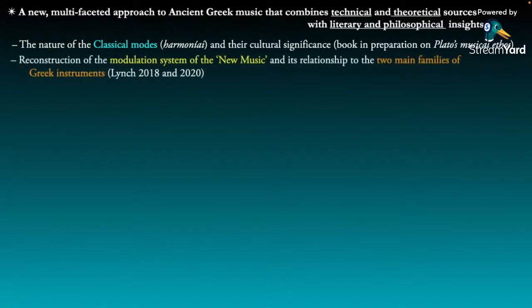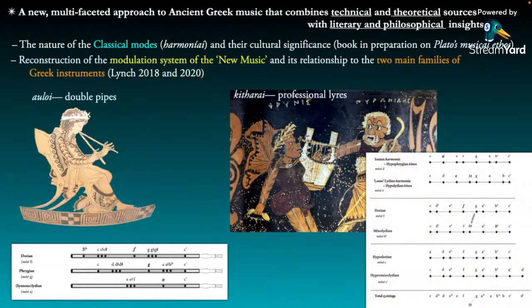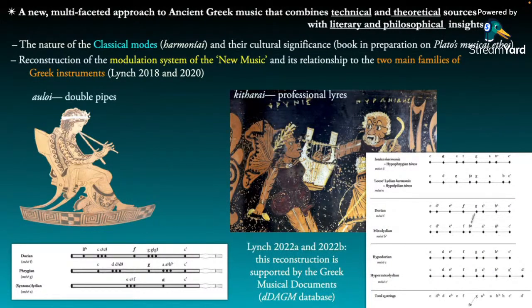I also have offered a reconstruction of the modulation system developed by professional performers in late classical times, the so-called new musicians, who greatly expanded the harmonic capabilities of the two main families of Greek instruments: double pipes, called auloi, which we will discuss today, and professional lyres, called kitharai. As I show in two forthcoming articles, the reconstruction I presented in 2018 is fully supported by the documentary evidence we have about ancient Greek music.